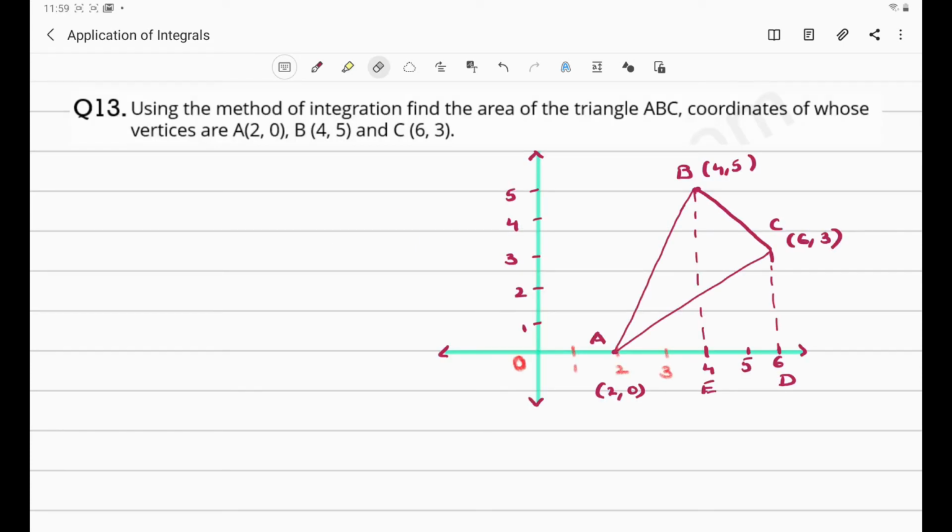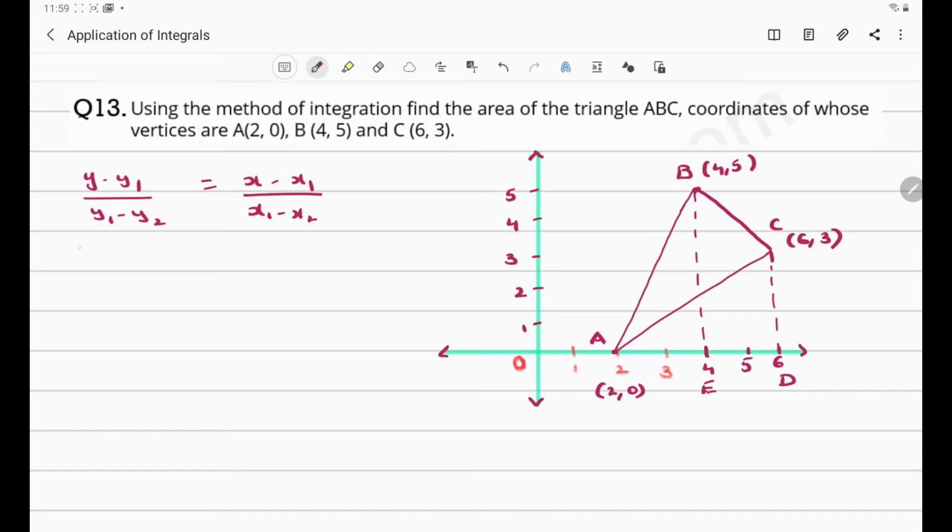Question number 13. Using the method of integration, find the area of the triangle ABC, whose vertices are A (2, 0), B (4, 5) and C (6, 3). Well, firstly, we determine the equations of the lines formed by joining the vertices of the triangle using the two-point form of the equation of the line, that is (y minus y1) by (y1 minus y2) is equal to (x minus x1) by (x1 minus x2).